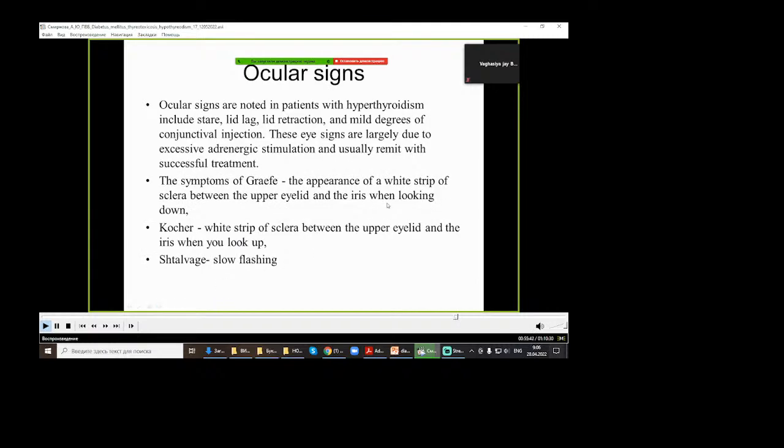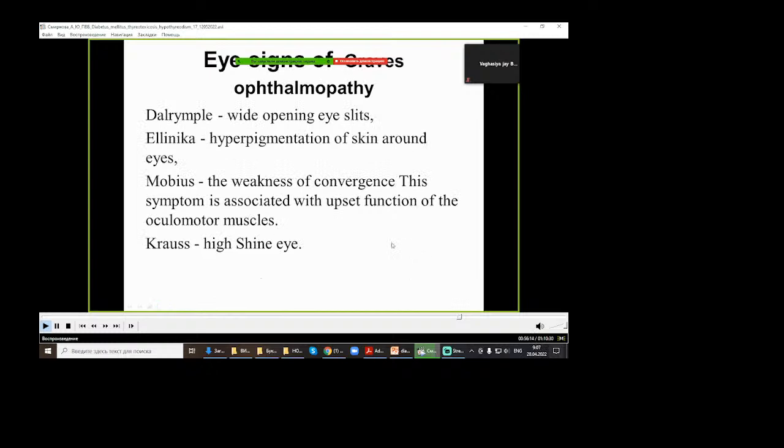Ocular signs noted in patients with hyperthyroidism include stare, lid lag, lid retraction, and mild degrees of conjunctival injection. These eye signs are largely due to excessive adrenergic stimulation and usually remit with successful treatment. The symptoms of Graefe, Kocher, Stellwag, Dalrymple, Jellinek, Möbius, and Krause we also discussed in the previous semester. Revise your knowledge about these symptoms of Graves' ophthalmopathy from the previous semester, and how to check these symptoms, practical skills.